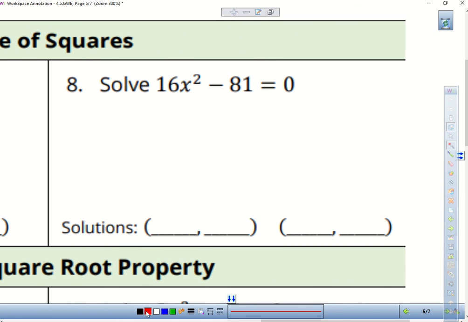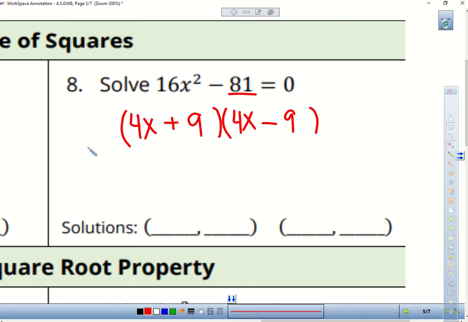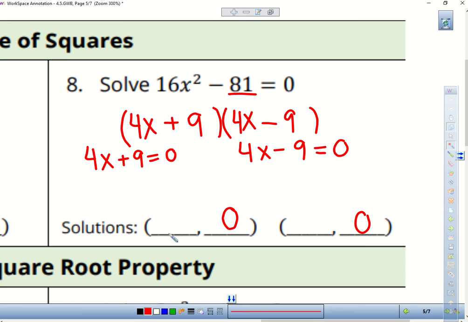So we look here, do we have the difference of two squares? Yes, so we have a positive and a negative. What is the square root of 16x squared? 4x. Good. And this one is going to be 9. We set those equal to 0. The y value is always 0. And what are my two solutions? Good.